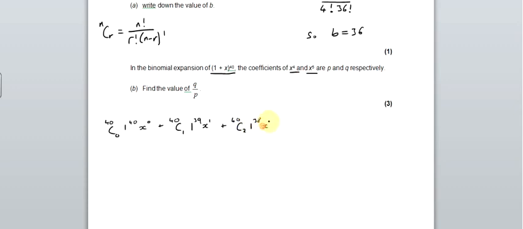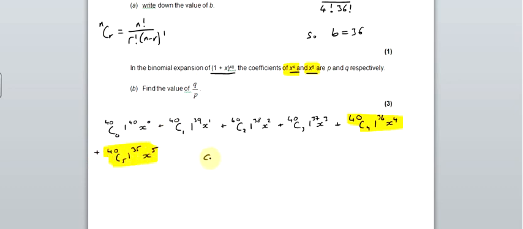and you can see here the pattern, one's going down as the other goes up. 40 choose 3, we've got 40 choose 4, and then we've got 40 choose 5, and of course now I've got the two I'm interested in, the 4 and the 5, so here's the 4 and here's the 5.